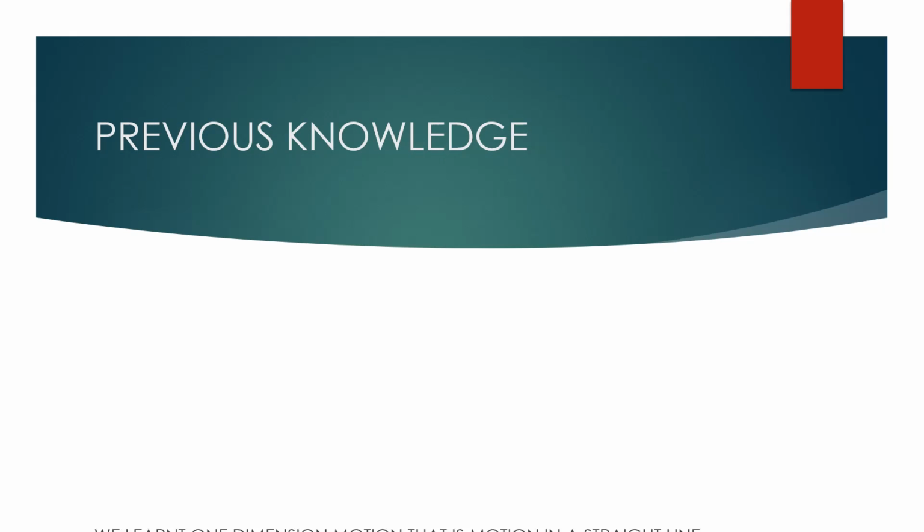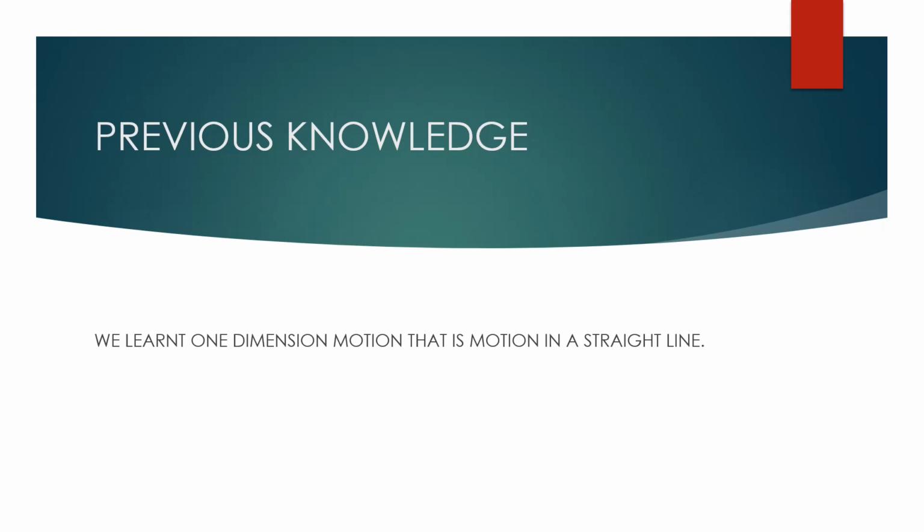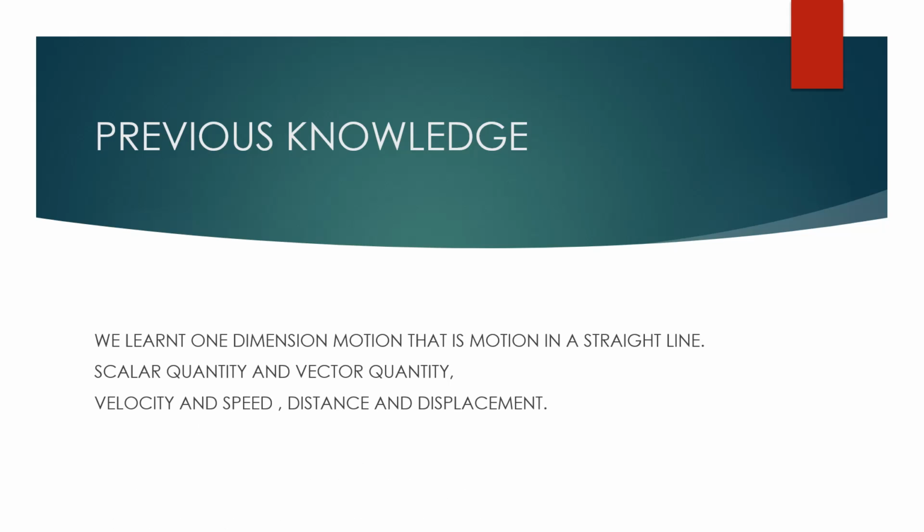Previous knowledge. We learned one dimension motion, that is motion in a straight line. We learned about the scalar quantity and the vector quantity, velocity and speed, distance and displacement.